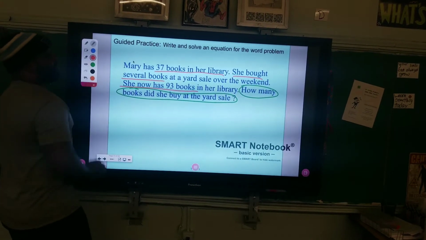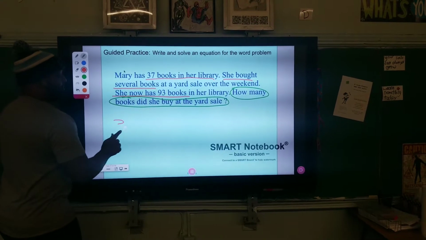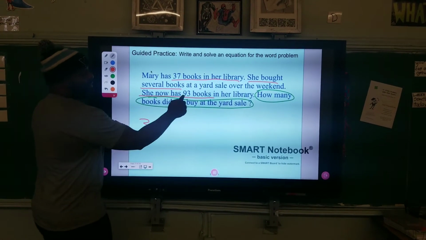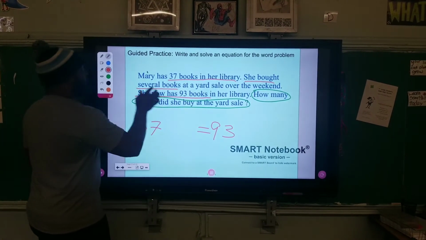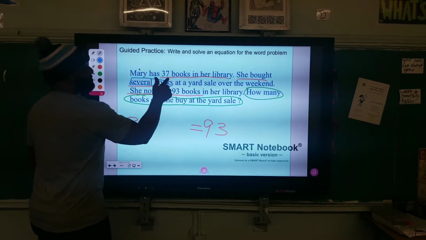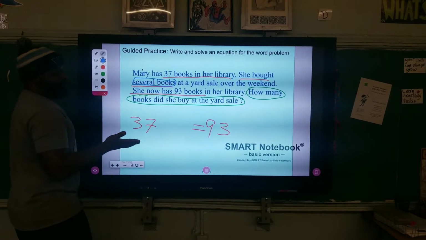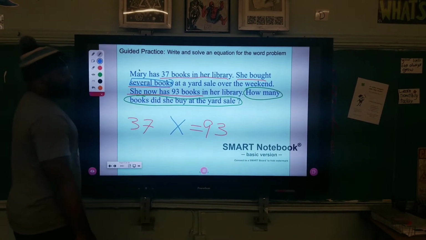So there's a lot of things going on here. Most importantly, we know what she started with, 37 books. We know what she finished with, 93 books. Now this piece in the middle, we don't know. So several books, I don't know, could be 2, could be 10, could be 50, we don't know. So that we're going to give a variable to.